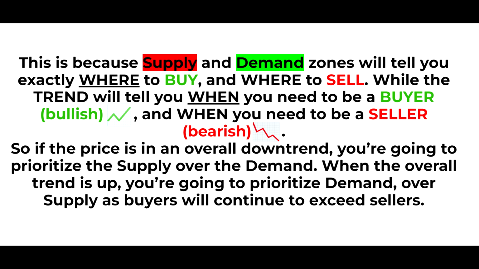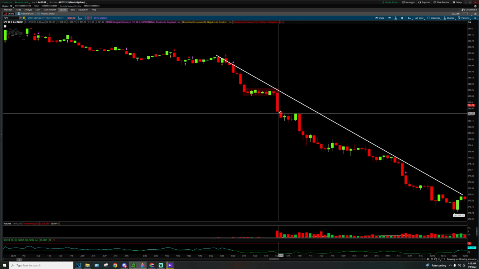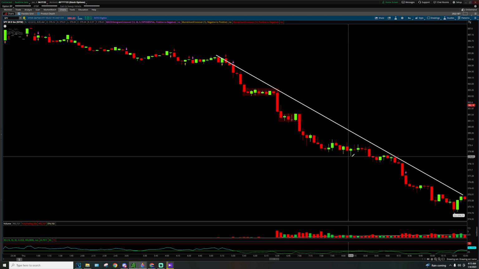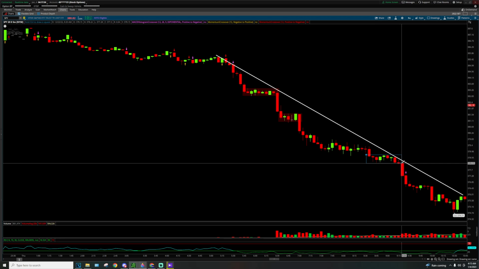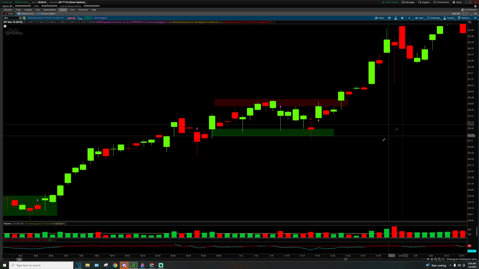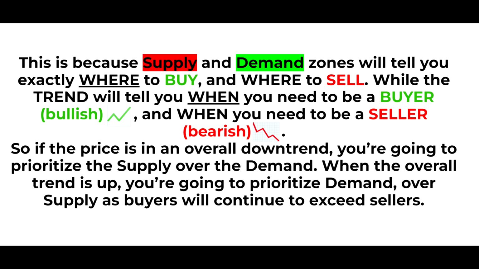So here's why this is very important. The trend will tell you when to buy and sell. Here's what I mean. If price is in a downtrend, this is when you sell, right? This is when you become a seller. This is when you short. This is when you're bearish. When price is in an uptrend, this is when you're bullish, this is when you buy, this is when you're long. Supply and demand zones, on the other hand, will tell you exactly where within the chart, where within the price you're going to buy, and where within the chart you're going to sell.